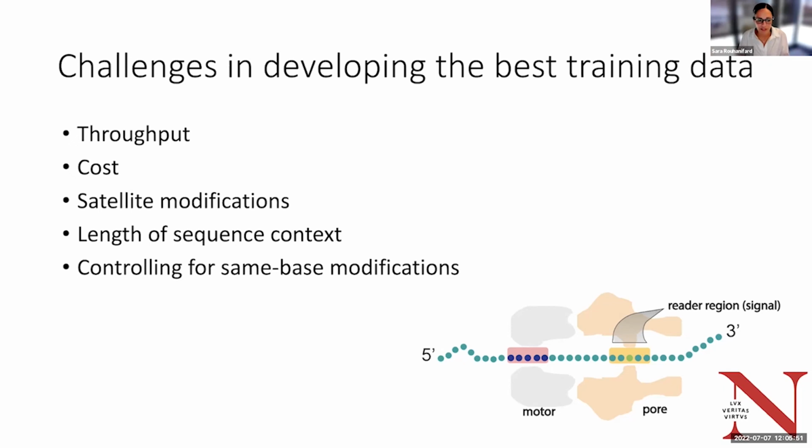And then finally, controlling for same base modifications. So multiple different types of uridine modifications. We don't know which ones are on mRNA or where they are. How do we know we're detecting the correct one? So probably what's going to happen is we're going to need to attack this from all angles, which is what the field is doing right now. But these are just highlighting some of the really grand challenges for looking at modifications using direct RNA sequencing.